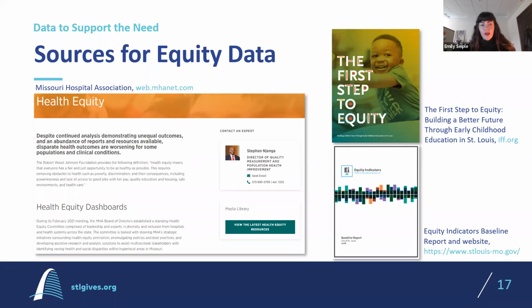And then in the top right, this very lovely report cover on the first step to equity. And this is all about early childhood education needs. And IFF.org, I don't know if you can see that link, they have done a number of other research initiatives. And so if you go to their website, you could see, again, maybe a roadmap for how you could approach some of your own needs assessment work.